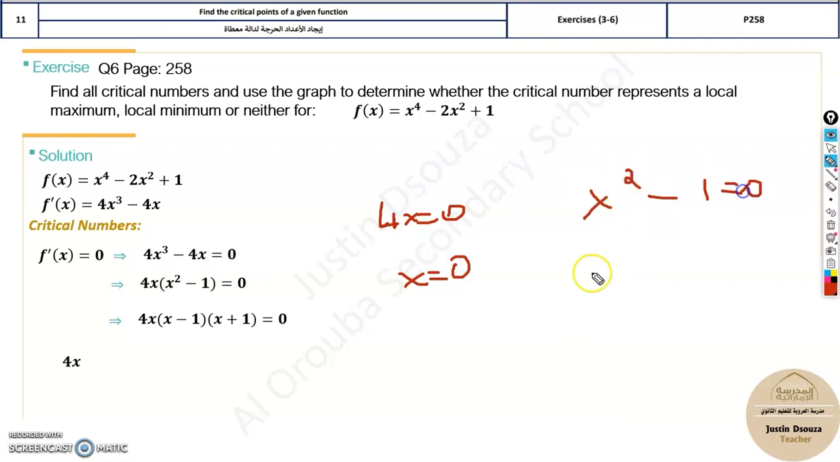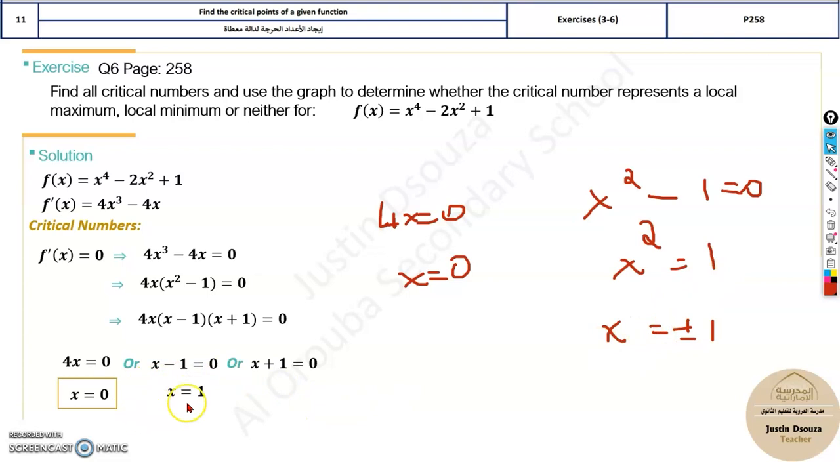Over here, x squared minus 1 equals 0, so x squared is equal to 1. x is equal to plus or minus 1. Over here, they have done it by splitting it. It's up to you, it's the same thing. You will get the same answers, basically 1 and minus 1. So these are all the critical values.